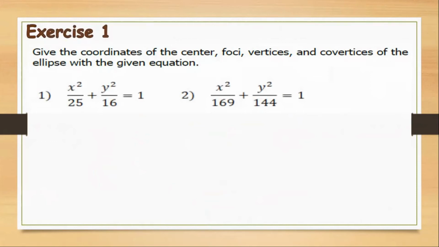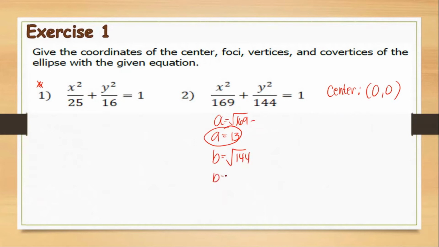We have here exercise 1. I will not answer number 1 here. I will leave that for you to answer, but I'll give you the answer on number 2. So let's start. The center is found at (0, 0), from the origin. Let's find first the foci, the vertices and co-vertices. Our A is equal to the square root of 169, so our A is 13. Then let's find our B. Our B is equal to the square root of 144, and our B is equal to 12. Now, let's find our C. C is equal to the square root of 169 minus 144, which is the square root of 25. So our C is equal to 5.